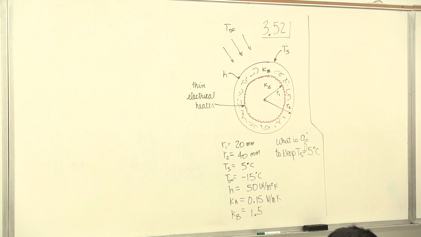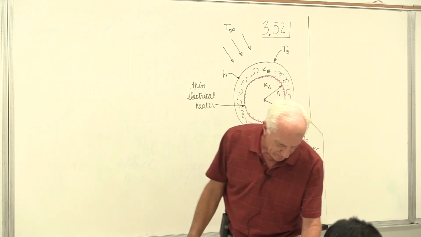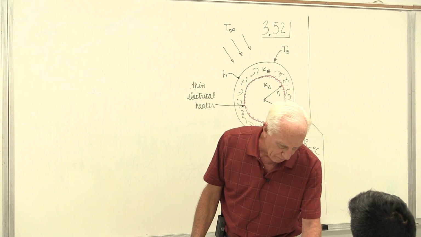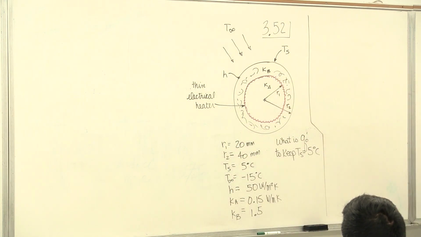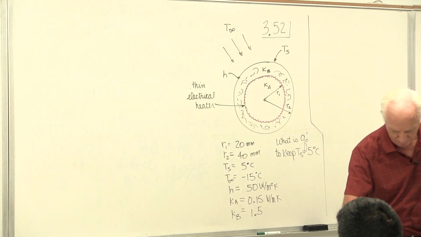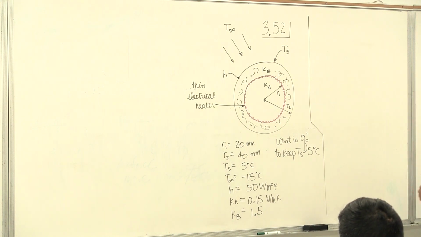He kind of gives it away. He says, part A, determine electric power per unit length. Okay, so now we know what he wants, Q prime. Per unit length, that's Q prime. So we've got that in there, Q prime, in watts per meter.